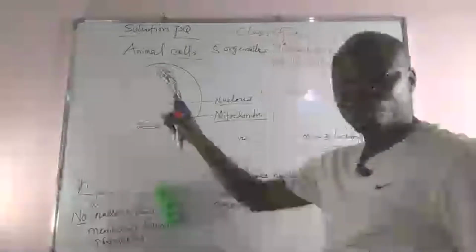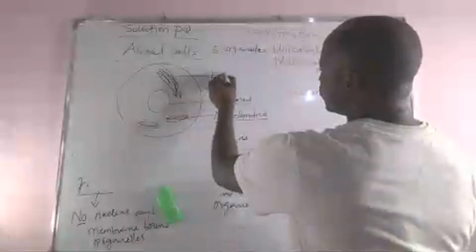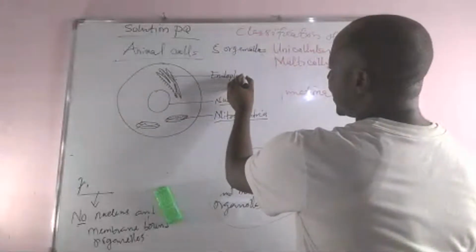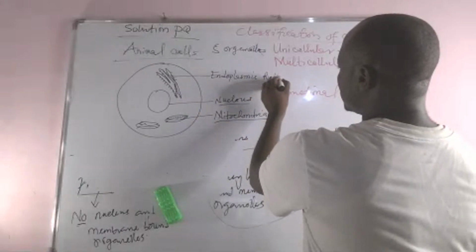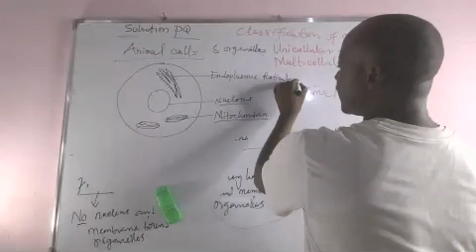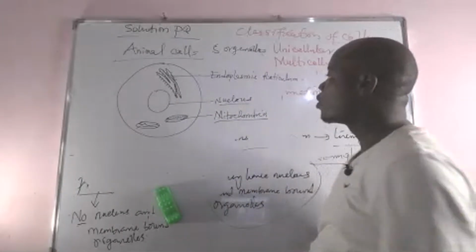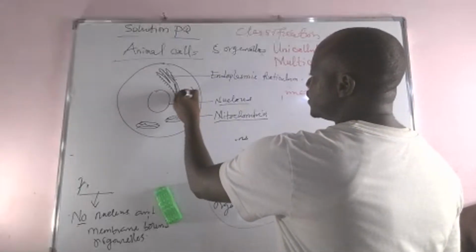What is this place? Excellent. We have now endoplasmic reticulum. Okay, then what is this?